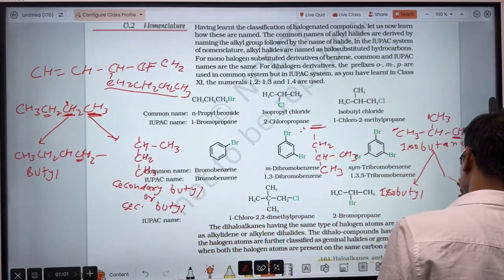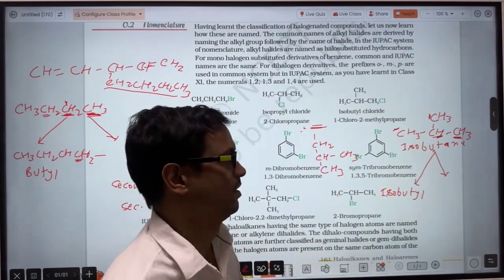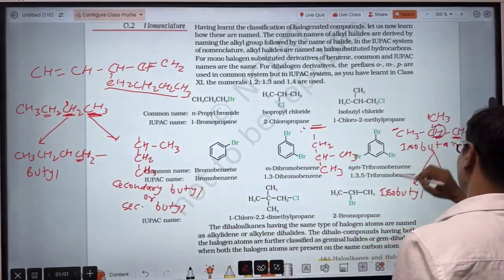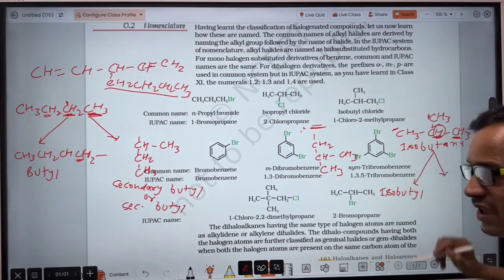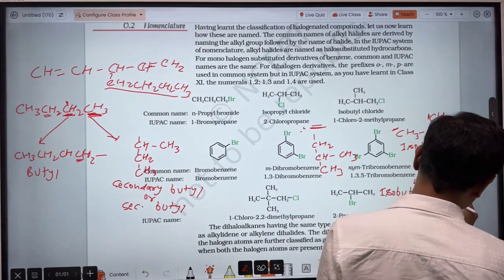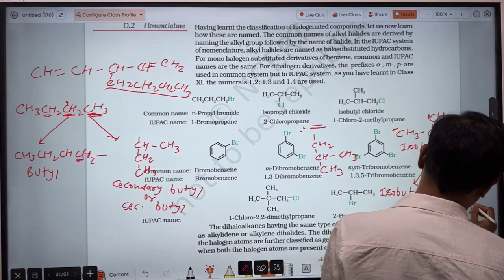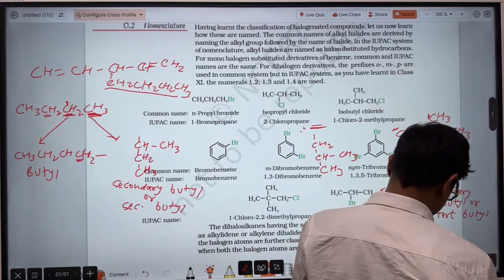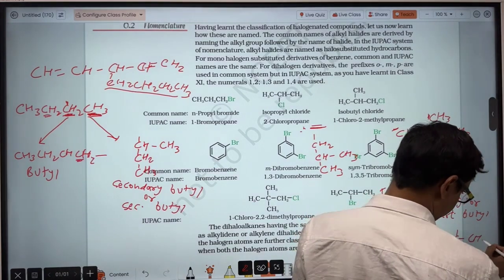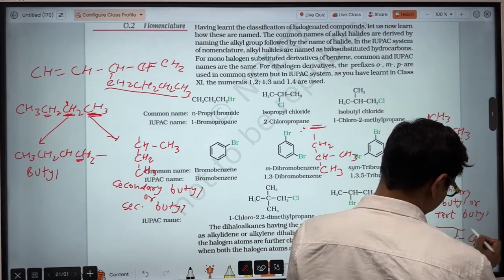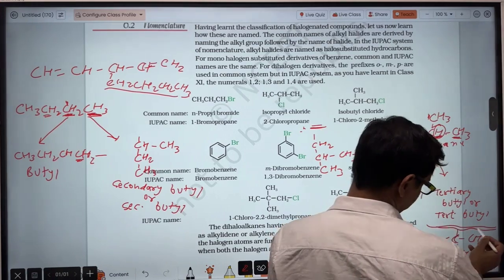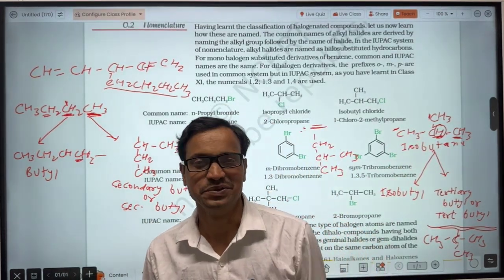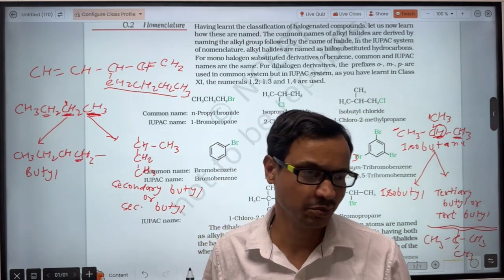In the same way, hydrogen can also be removed from this carbon, which is a tertiary carbon. When this hydrogen is removed, the group is bonded through the tertiary carbon, and that is called tertiary butyl, or tert-butyl. The structure is like this: this carbon is bonded to the main chain, with CH3 here and CH3 here. So the tertiary carbon atom gets bonded to the main chain, and that is called tert-butyl or tertiary butyl. These are the basic concepts required to solve questions related to nomenclature.